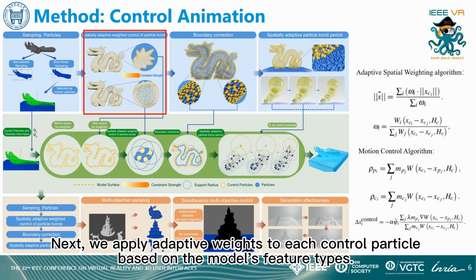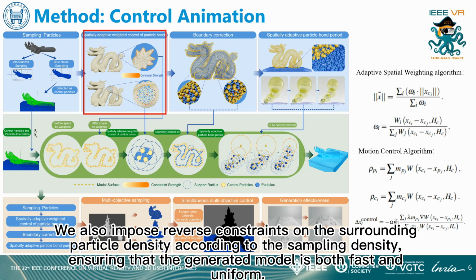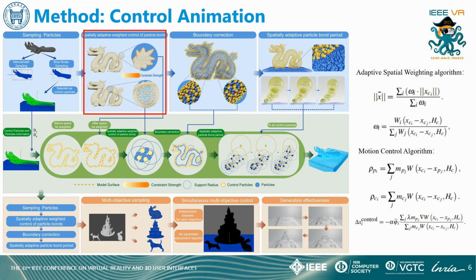Next, we apply adaptive weights to each control particle based on the model's feature types. We also impose reverse constraints on the surrounding particle density according to the sampling density, ensuring that the generated model is both fast and uniform.